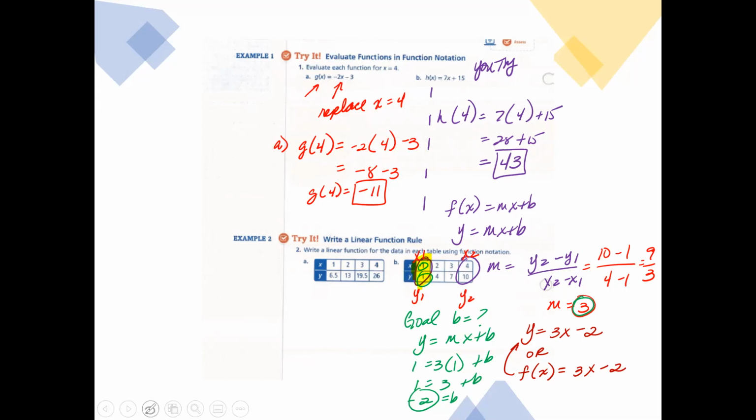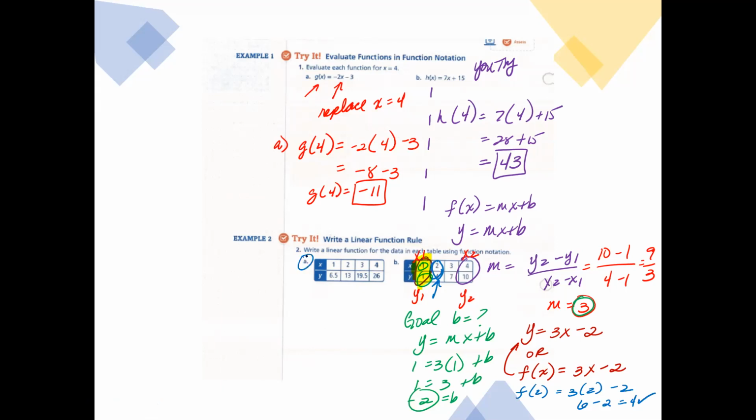And just to check this, if I were to pick this set of points, f of 2 is equal to 3 times 2 minus 2, which is 6 minus 2, which is 4. Is that 4 the same 4 that I have in the chart? Yep, so I know that my equation is correct.